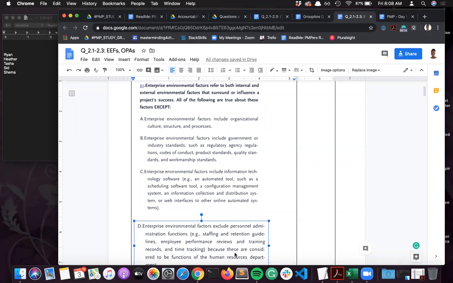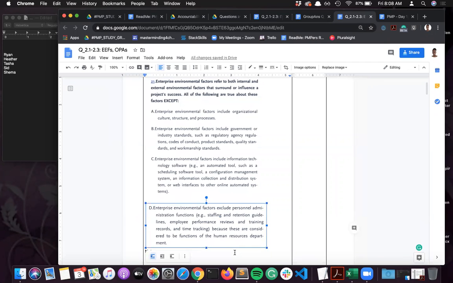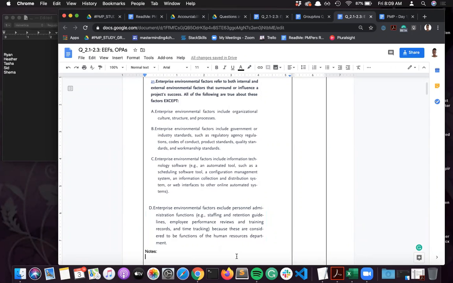C, EFs include information technology software, for example, and automated tools such as scheduling software tool, configuration management system, and information collection and distribution system or web interfaces to other online automated systems. D, EFs exclude personal administration functions, for example, staffing and retention guidelines, employee performance reviews and training records and time tracking, because these are considered to be functions of the Human Resources Department.